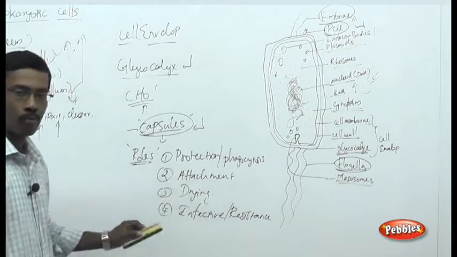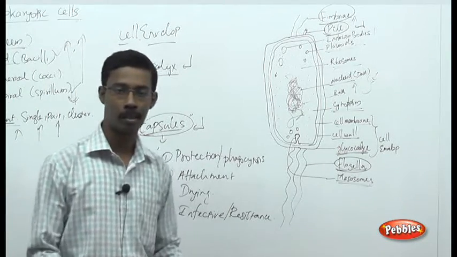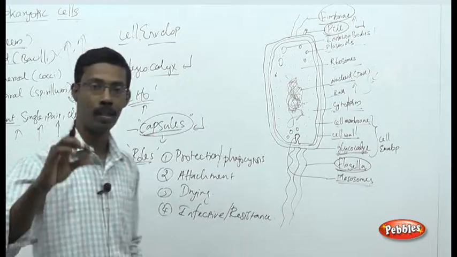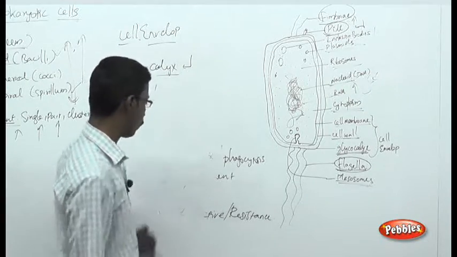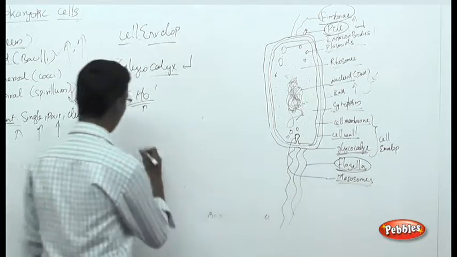Apart from capsules, there are some other similar structures, not as thick as capsules, also present in bacteria, and those structures are called slime layers.